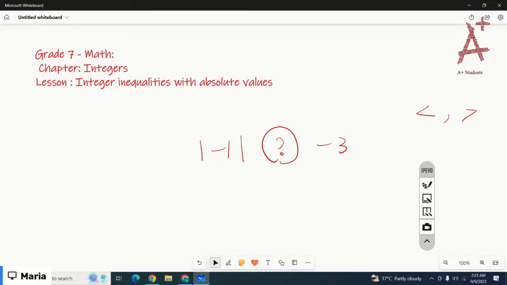Absolute values are always positive values, right? So the absolute value of negative 1 is 1. So you have to compare 1 and negative 3. Positive values are always greater than negative values. So 1 is greater than negative 3. 1 is greater than negative 3, right? Okay, let's just do more examples.